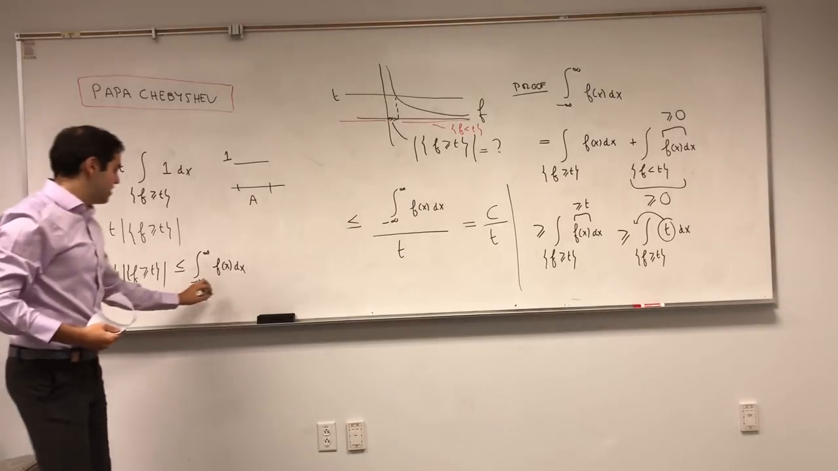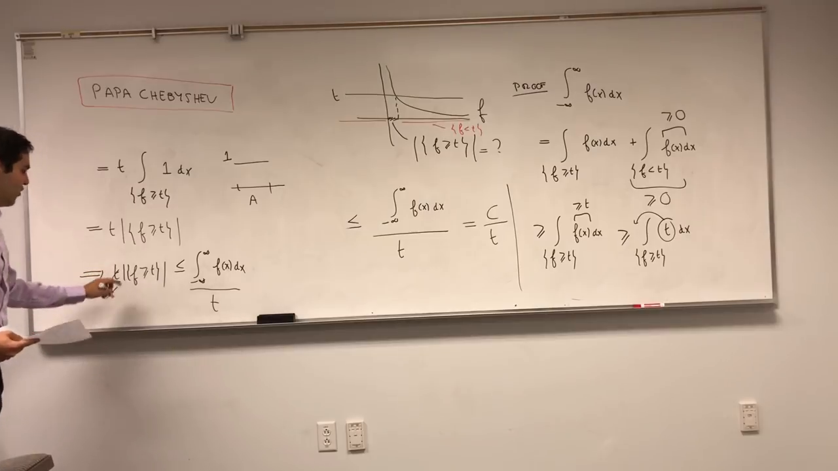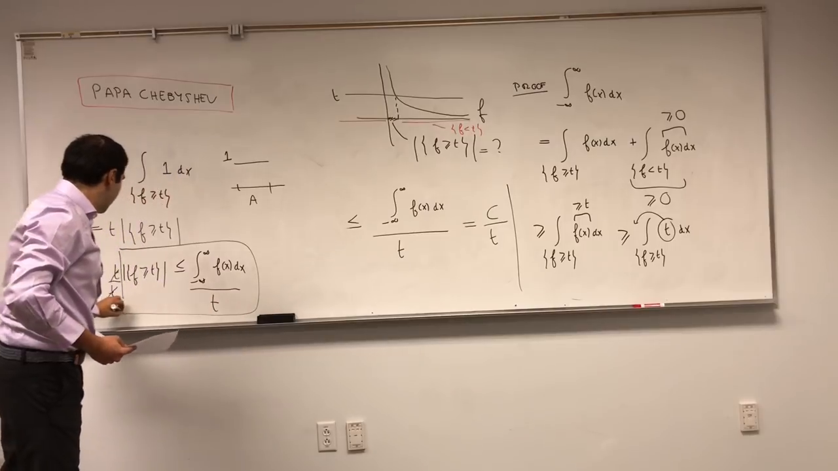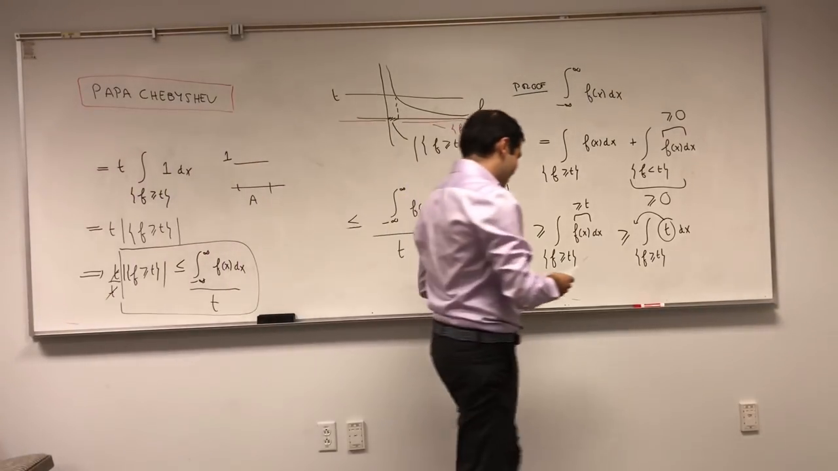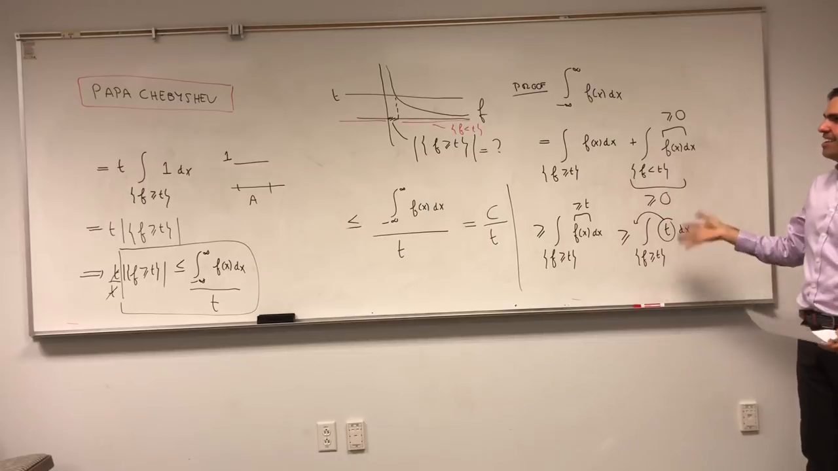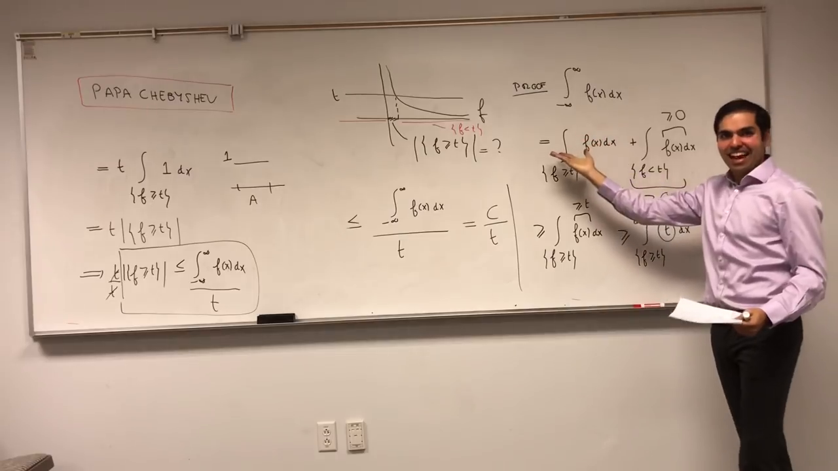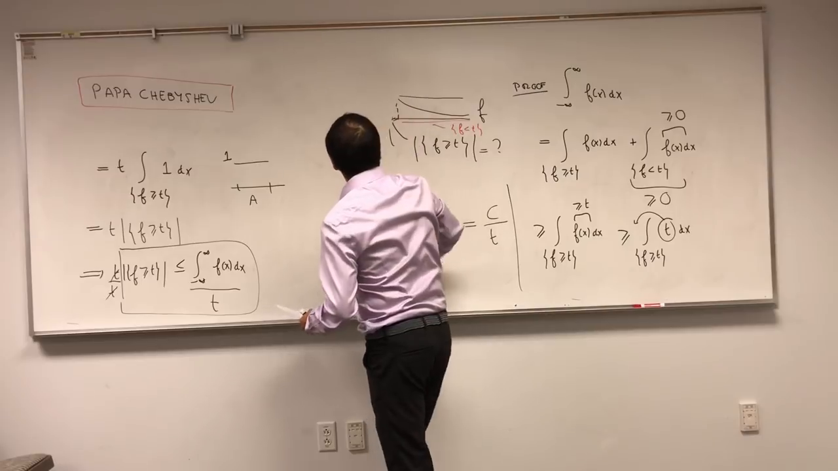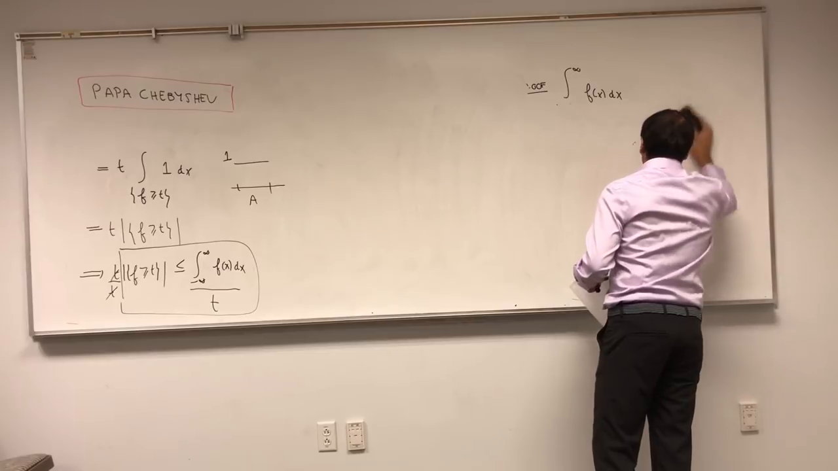And then if you just divide both sides by t, which is positive, you find indeed that the set where f is greater or equal to t is bounded by the integral of f over t. So this is very nice. And in fact, Chebyshev's inequality tells you something almost identical, and the proof is also almost identical. So now let me state and prove Papa Chebyshev's inequality.